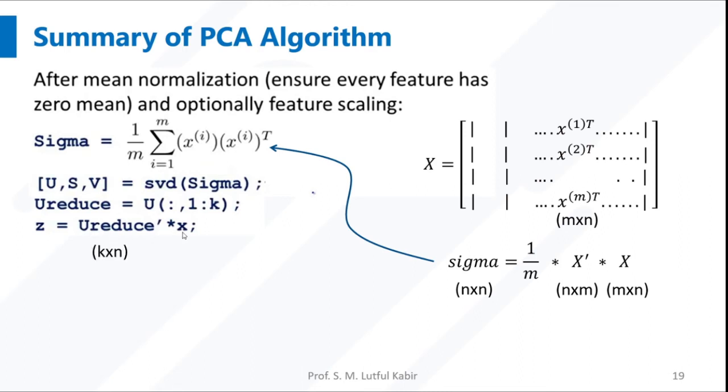So in this case, if you do the dimension analysis, U reduce transpose is k by n and x is n by 1. So if you multiply them together, you will get k by 1. So x is converting into z. x is an n by 1 matrix, a single column, because this is actually a single example, and z will be k by 1. So this is again a column matrix, but the number of features is k. So we are converting an n-feature vector into a k-feature vector.